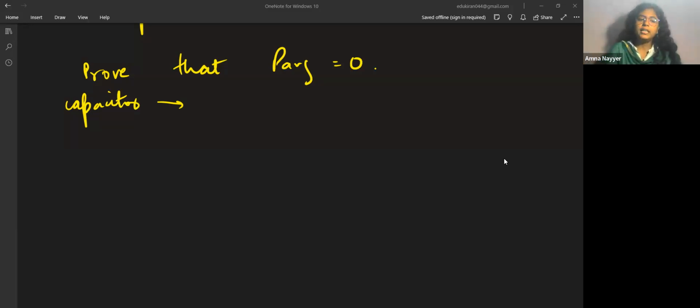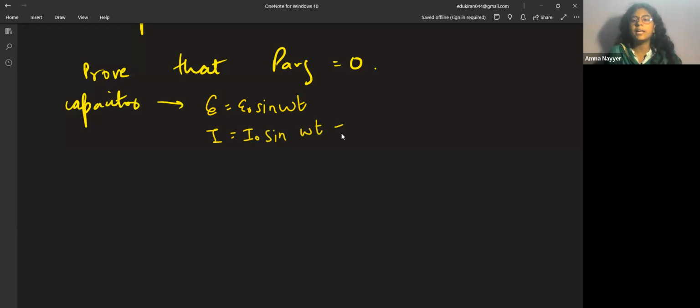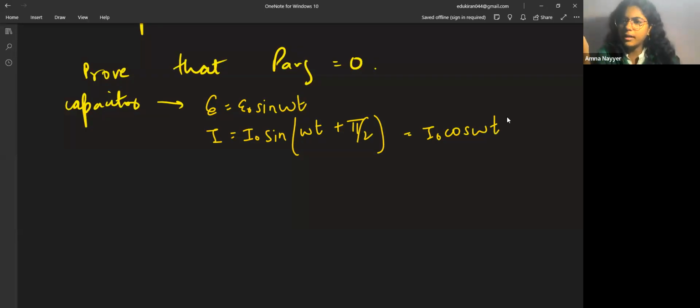But how? See, here when we're talking about a capacitor, E is equal to E naught sine omega t. And when we are talking about current, current is I naught sine omega t plus pi by 2, right? Which is equal to I naught cos omega t. This is just reversed when we are talking about inductors. So that's why the entire proof will come out to be the same. You just have to focus here on how to go by the steps. Otherwise, the proof is the same.